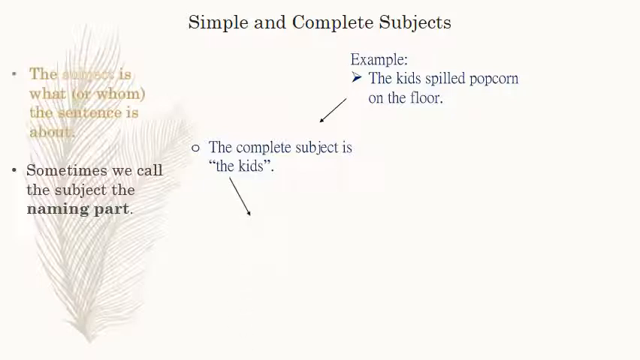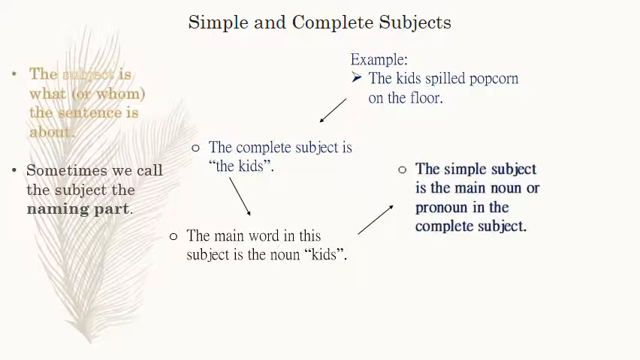But what about the simple subject? The main word in this subject is the noun kids, the main word, the simple word. Or in other words, I ask myself who I'm mainly talking about. I'm mainly talking about the kids only. Okay, so kids, the noun, is the main word in the complete subject. We call it the simple subject. What do we call it?